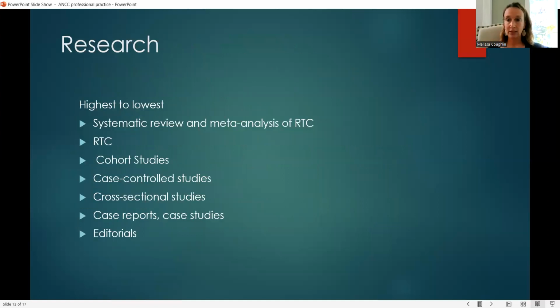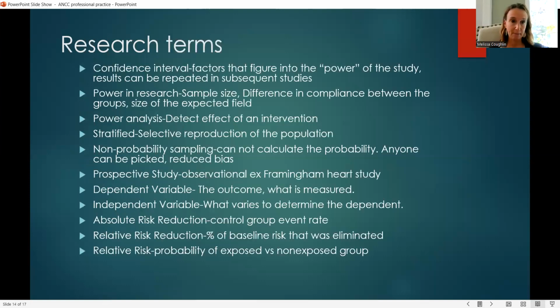So research ranked from highest to lowest level is systematic review, randomized trials, cohort, case-control, cross-sectional, and then case reports, and then editorials, expert opinions.